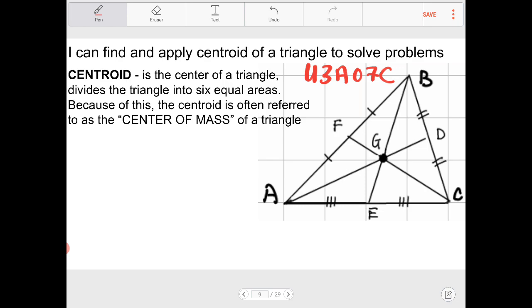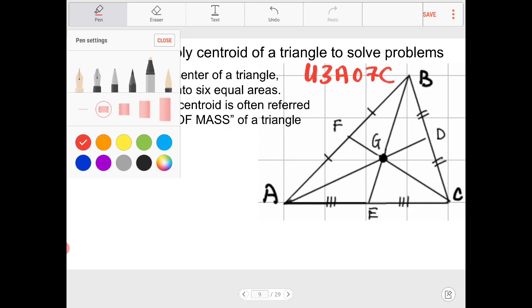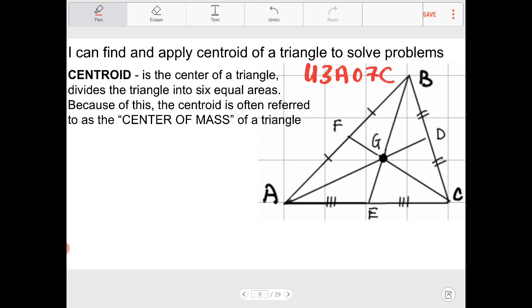So for example, in this diagram that I have illustrated here, segment BE is a median. Segment FC is also a median. And segment AD is yet another median. Notice how the three medians all come together and intersect at point G. So point G is the centroid.